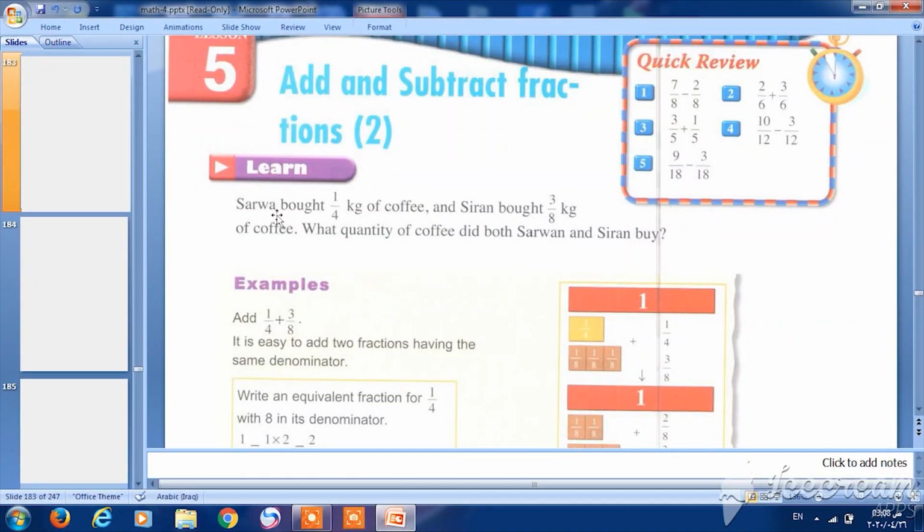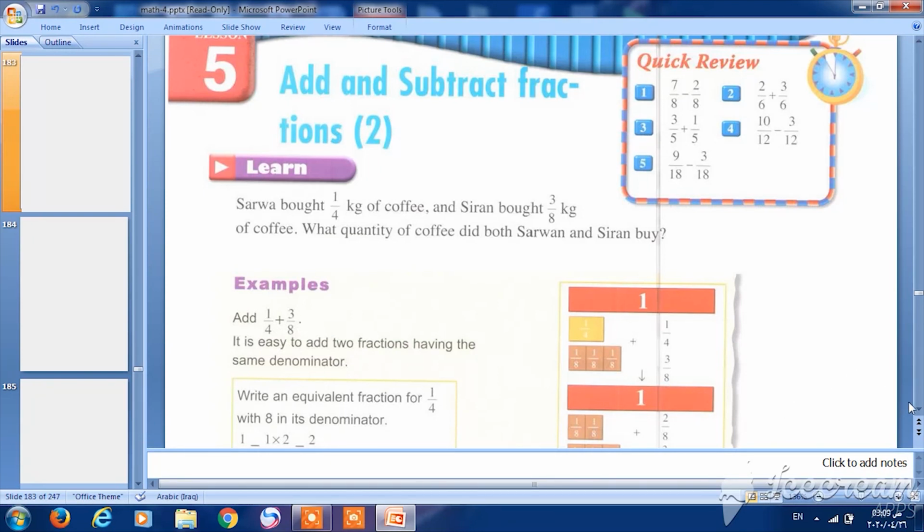In this lesson we have this example. Let's solve together. Sarah bought 1/4 kilogram of coffee and Sirin bought 3/8 kilogram of coffee. What quantity of coffee did both Sarah and Sirin buy? So we have 1 over 4 plus 3 over 8. We find the addition. In the previous lesson we learned how to add two fractions when they have the same denominator. But look, it's different. They have different denominators, so we can make them the same denominator.